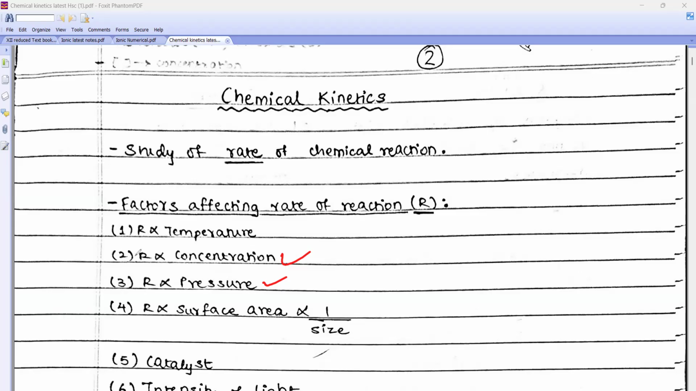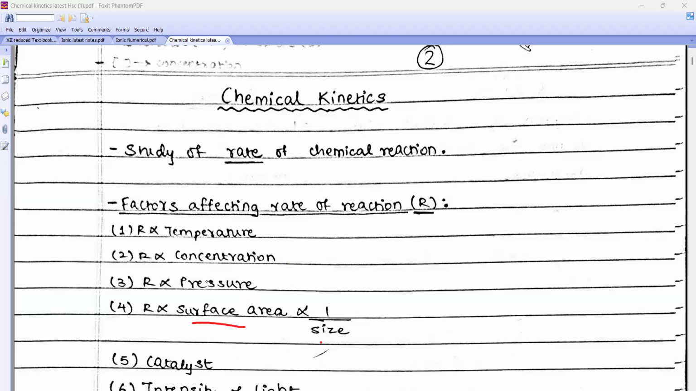Is this clear? Okay. So rate of reaction is directly proportional to surface area and inversely proportional to size. If you take a big piece of 10 gram and small pieces of 10 gram, who will react faster? Small pieces. So rate of reaction is inversely proportional to size.